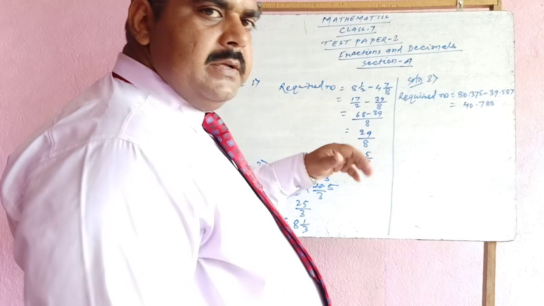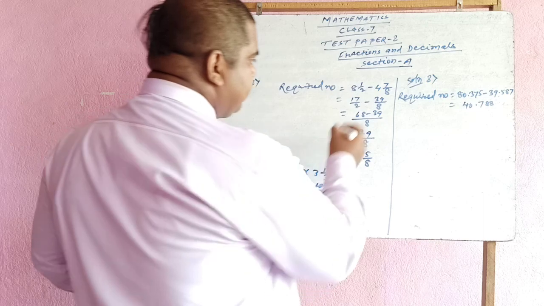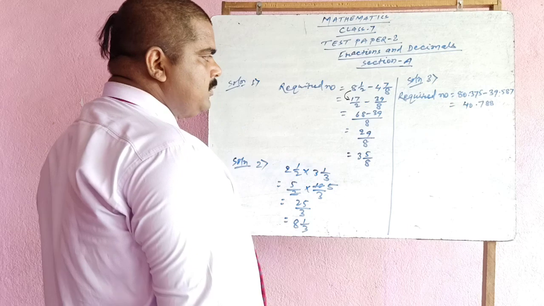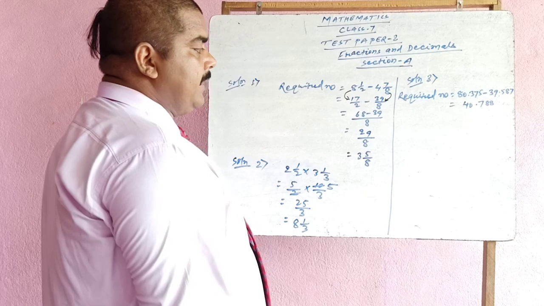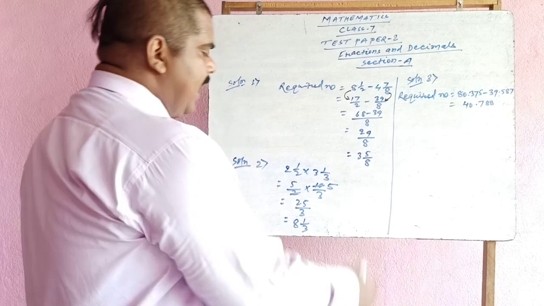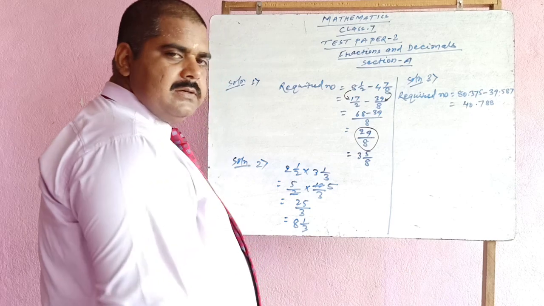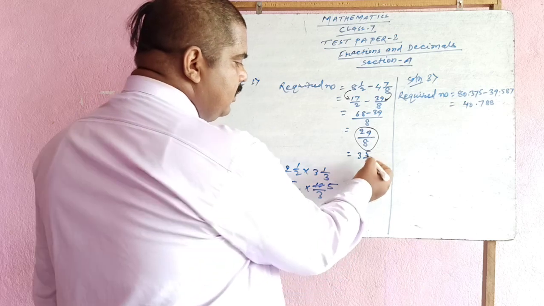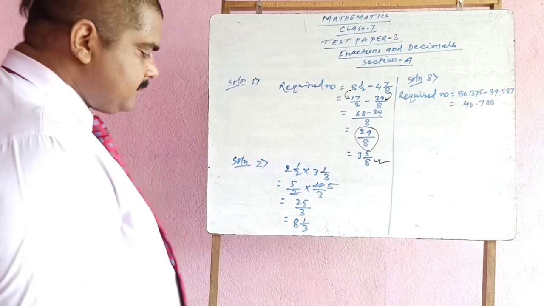At first you need to convert into improper fractions. Then 8 whole 1 upon 2 is converted into 17 upon 2, and 4 whole 7 upon 8 is converted into 39 upon 8. You know very well that it is a simple subtraction, and when you solve it, you get 29 upon 8, which further converts into the mixed fraction 3 whole 5 upon 8. So the final answer is 3 whole 5 upon 8.